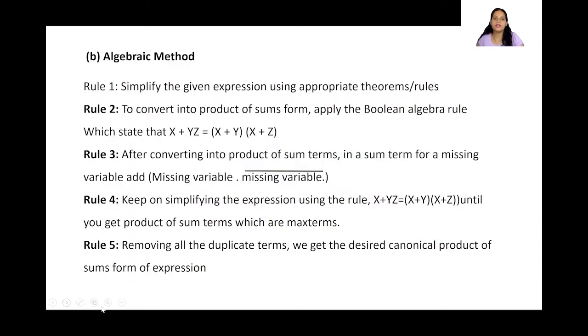So let's move on. Next method. So that was the truth table method. Next, let's see the algebraic method. What are the steps to be followed? So the first rule is to simplify the given expression using the appropriate theorems and rules. Now what are these theorems and rules? These are nothing but the Boolean theorems and rules which we had learned in the previous sessions, right?